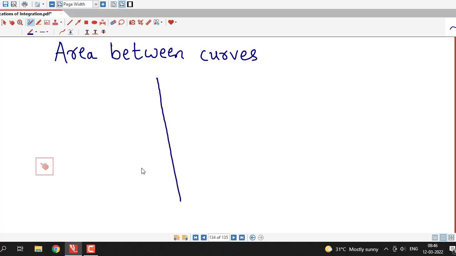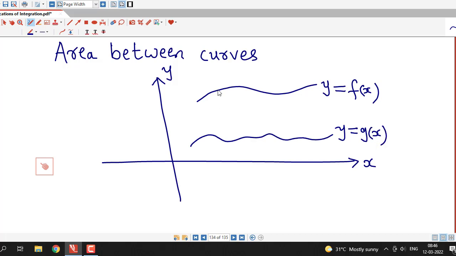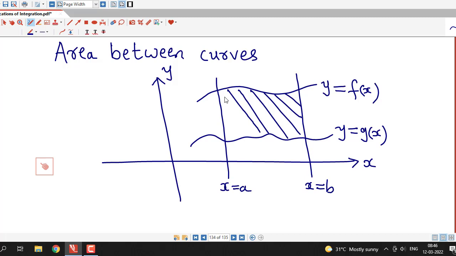So for that we understand, suppose this is xy plane, and suppose I have two curves. Suppose this is the graph of y equal to f(x), and suppose somewhere here we have graph of y equal to g(x), and we consider the area between these two lines, say x equal to a and x equal to b. So here suppose we are interested in the area of this region which is bounded by y equal to f(x), y equal to g(x), and x equal to a and x equal to b.